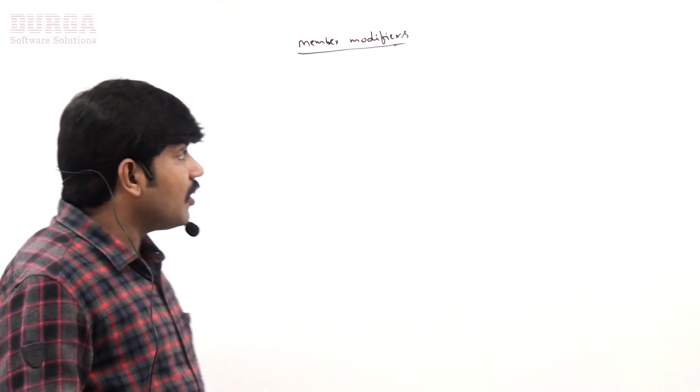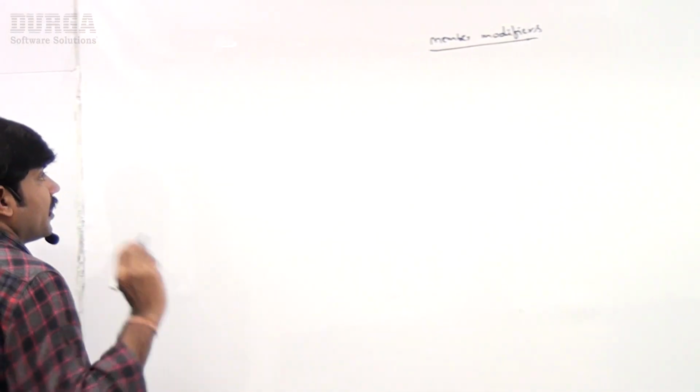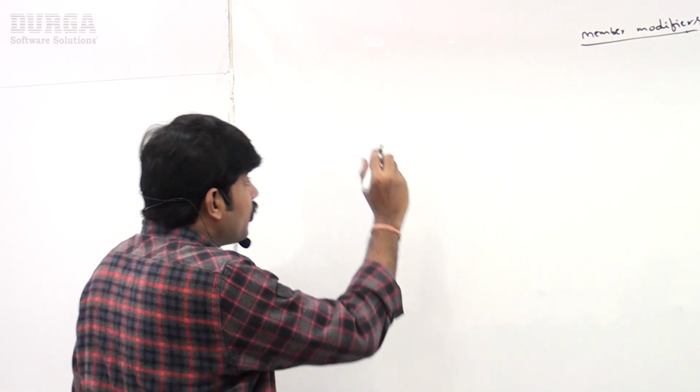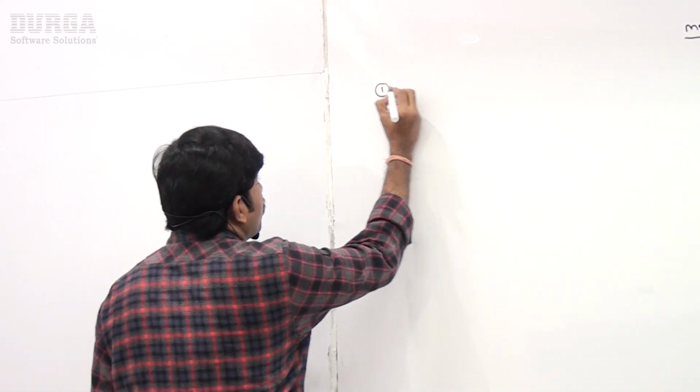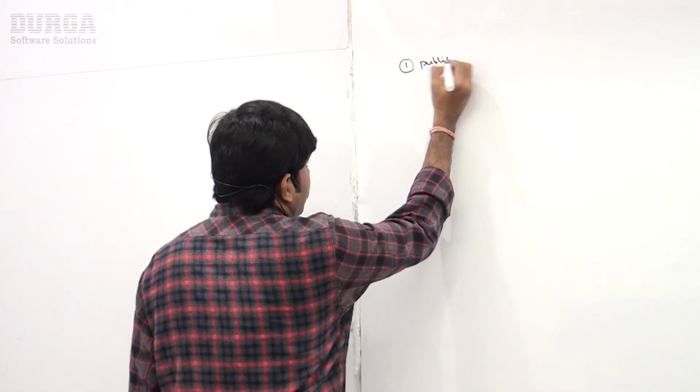Abstract we covered already. Final we are not required to worry about. If it is required, I will discuss it. This video course is purely based on our certification exam, it is not to learn each and every concept. Clear? So now the important point for member modifiers, the first modifier: public member.